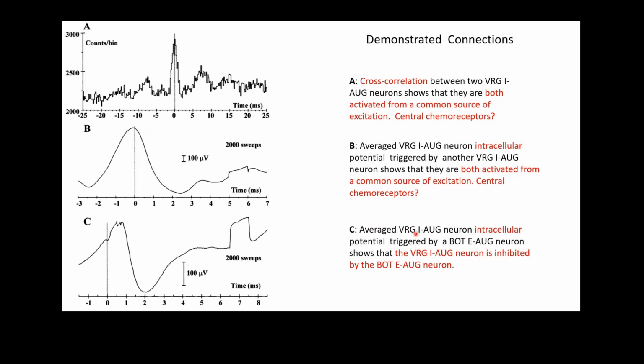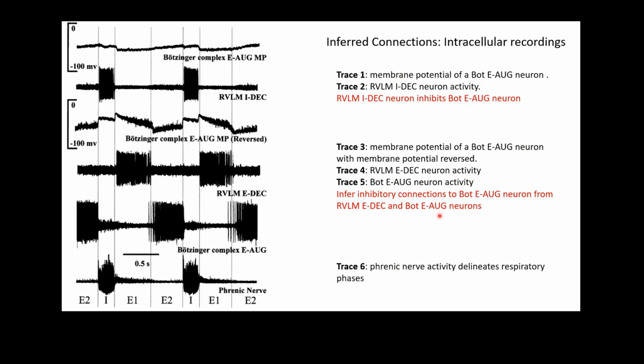And then if you average the intracellular potential of this inspiratory augmenting neuron in the ventral respiratory group, and you trigger the average by, again, our famous Bötzinger E augmenting neuron, it shows an IPSP again. That ventral respiratory group inspiratory augmenting neuron is definitely inhibited by the Bötzinger E aug neuron. So these are the proofs, if you like, and the kind of experiments you would do to convince yourself that the diagrams of Azuma are correct.